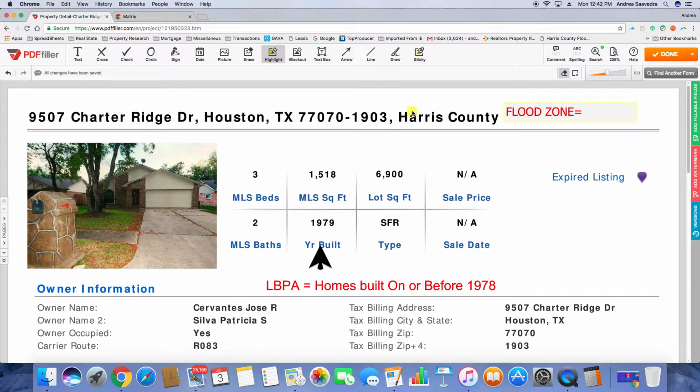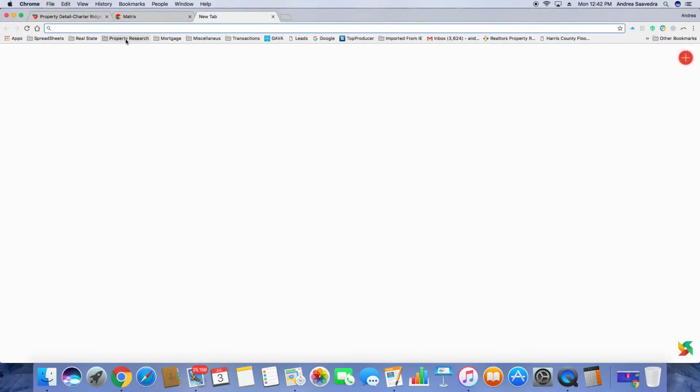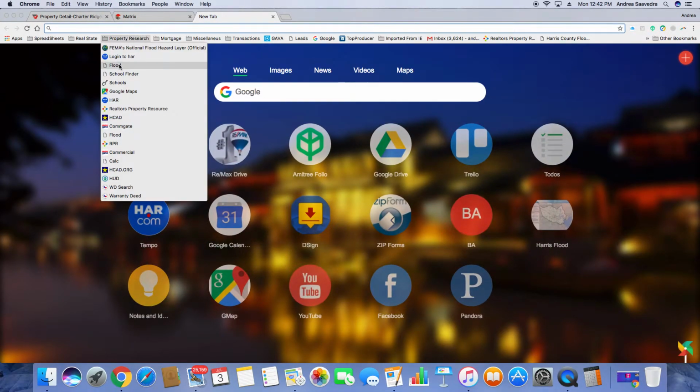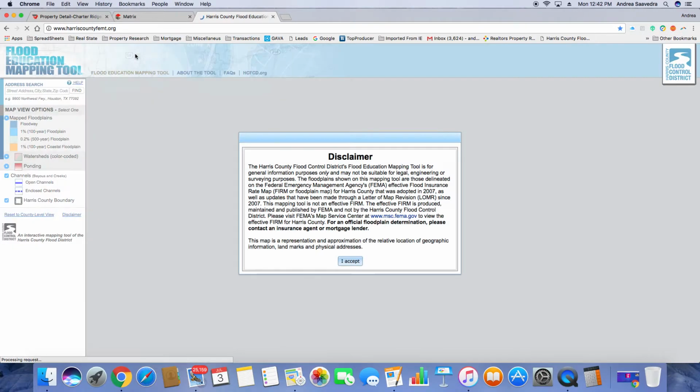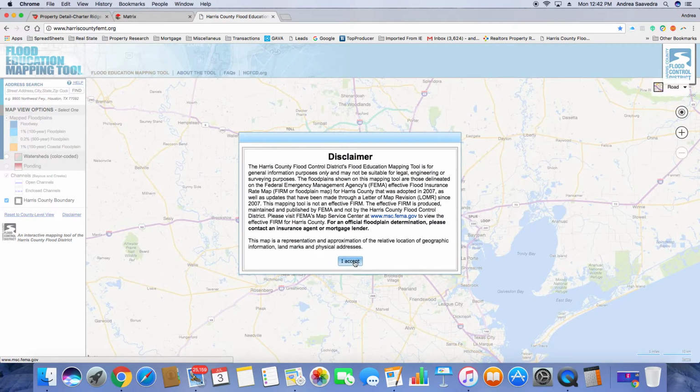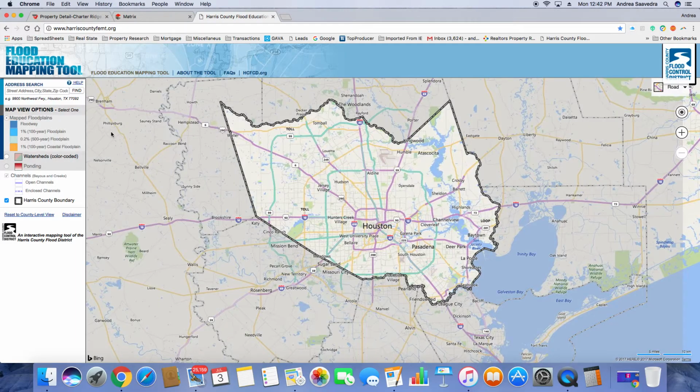Keep in mind, this information I'm not going to get from Realist. I'm going to go ahead and figure out what is the county that the property is in and make sure that I go into the right map to check if it's or not in a flood zone. So I'm going to go into property research, my Harris County FEMA map. They have a disclosure, I accept. On the left-hand side, I enter my address information. Okay, and then you click Find.